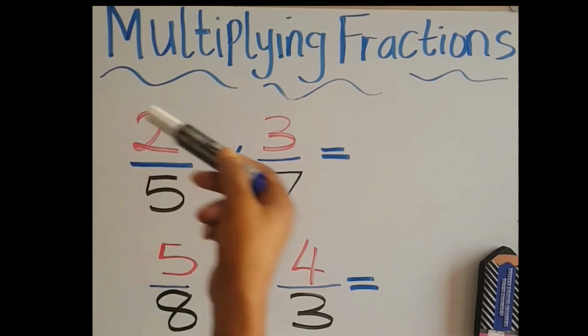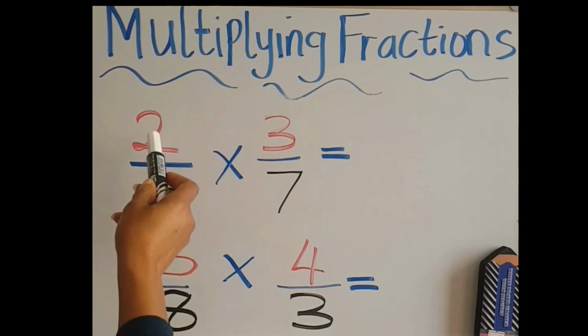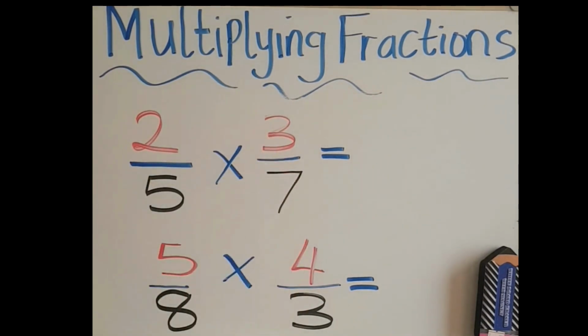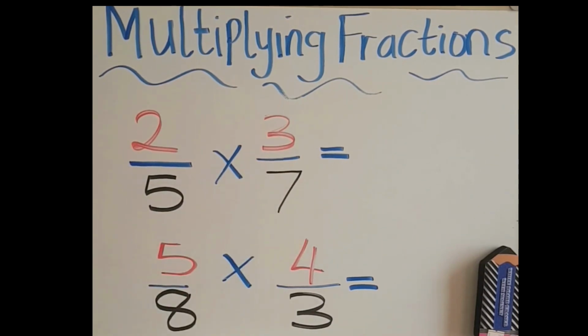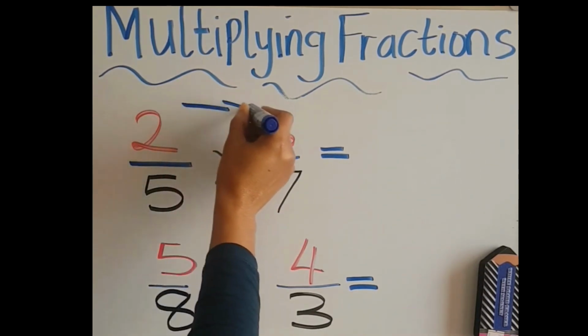Now, we're back on the color code again. So we have 2/5 and 3/7. The method I'm going to use to solve this, we call it multiplying across. Multiplying across means we're going to use 2 times 3 and 5 times 7, 4 times 5 and 8 times 3. So you multiply it across to each other. That's the meaning of it. Multiply across.